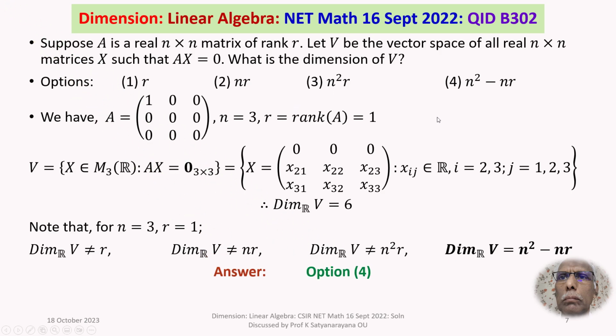This is one method of doing this question, and many students practice this and do it in the examination. Within 3 minutes they will get the answer. It's okay. They do it and they arrive at an answer. However, I wanted to give you a proof that the dimension of V is N square minus NR. The general proof I will give you in the next slide.